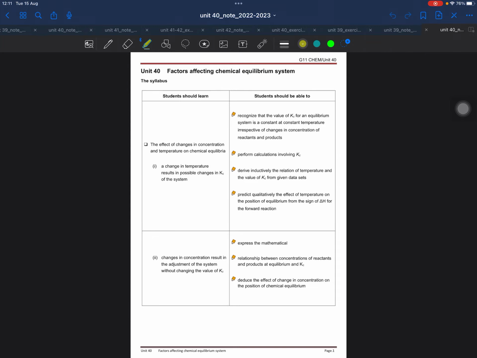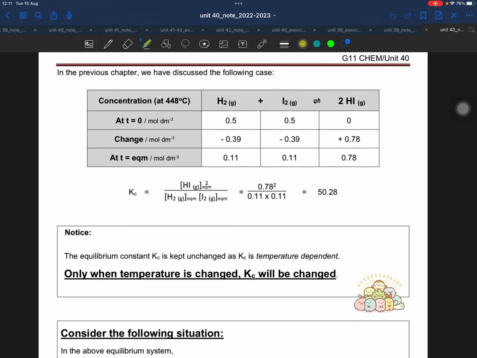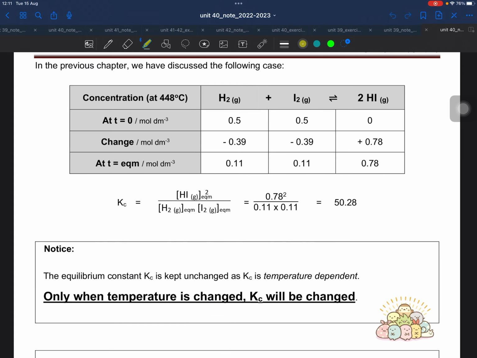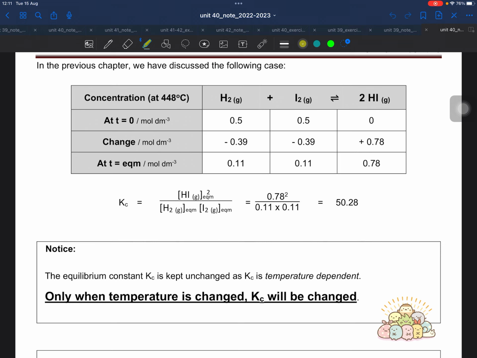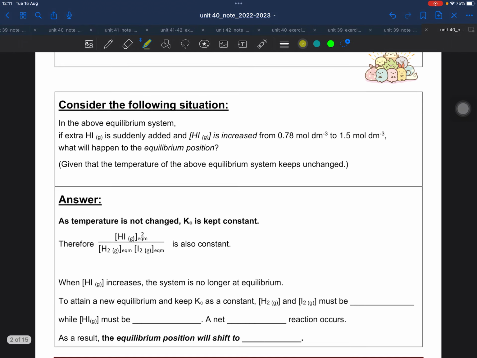Right, let's start Unit 40, the factors affecting the chemical equilibrium. In the previous unit, we have done a lot of exercises like this, right? But please keep in mind, as I always mention, this extremely important sentence: the value of Kc is dependent on temperature only. That means if there is no change in temperature, there will be no change in the value of Kc. So this is very, very important.